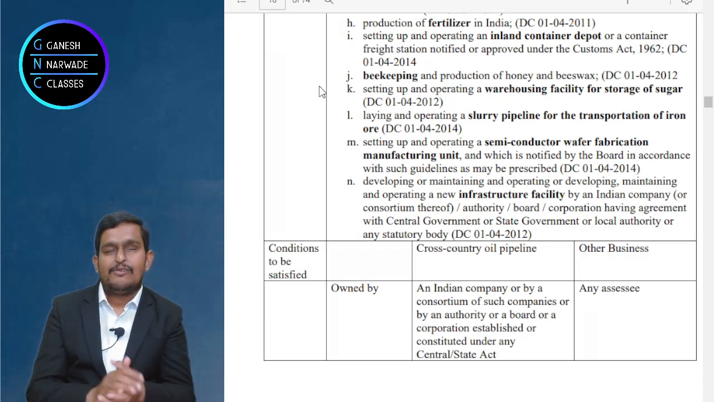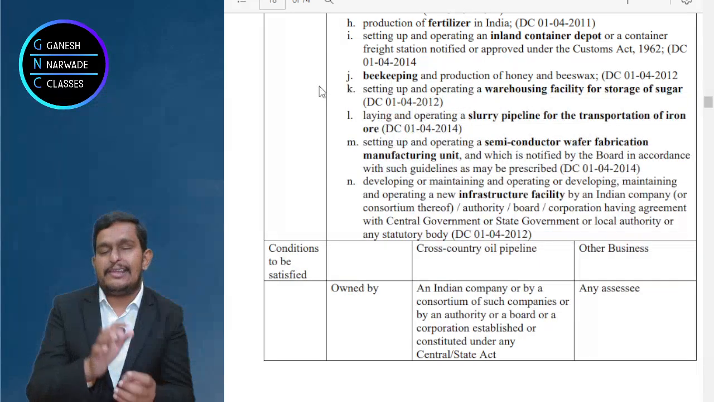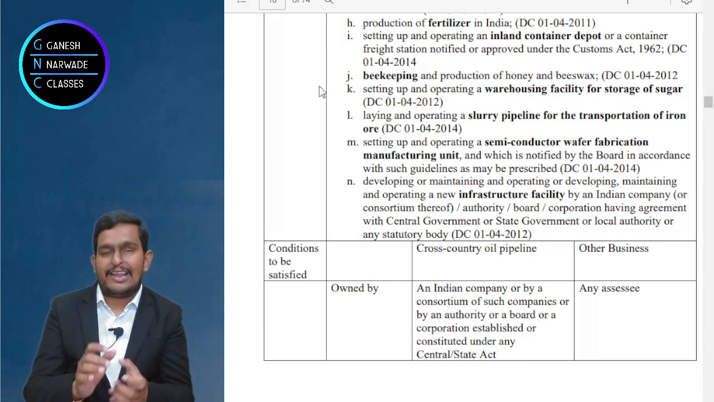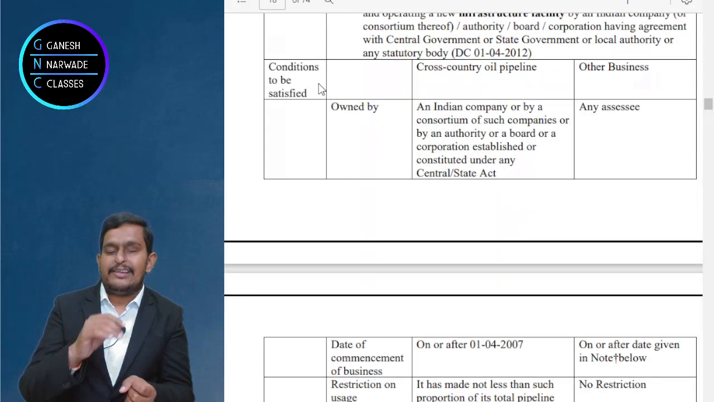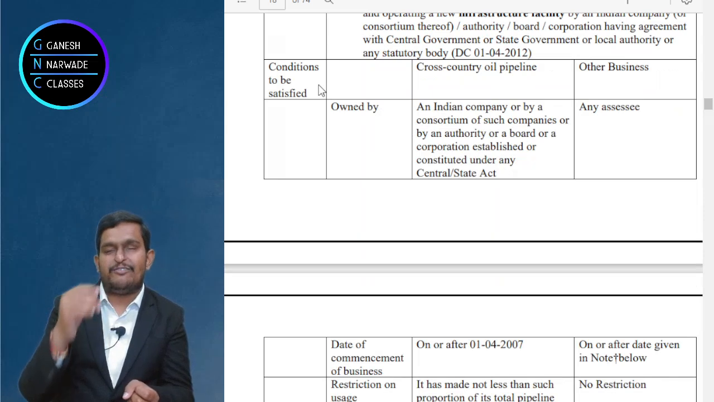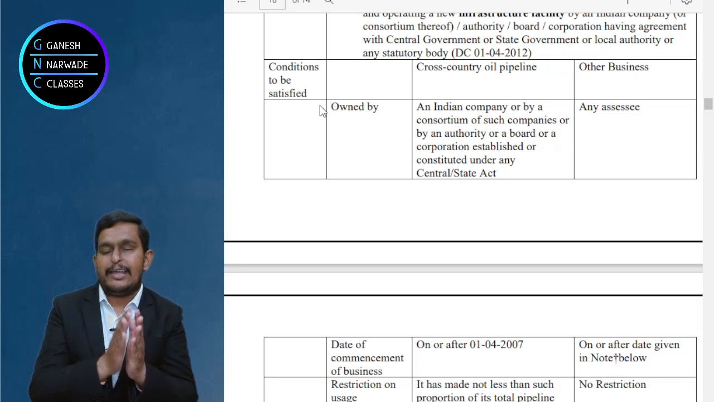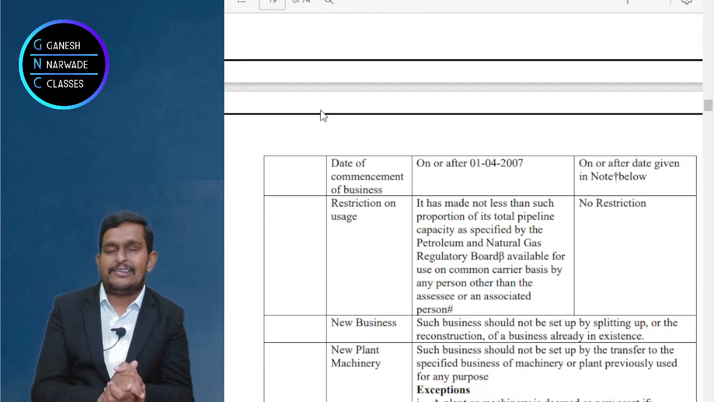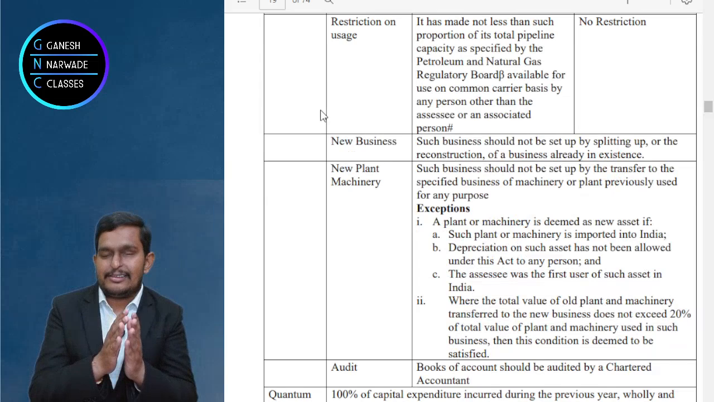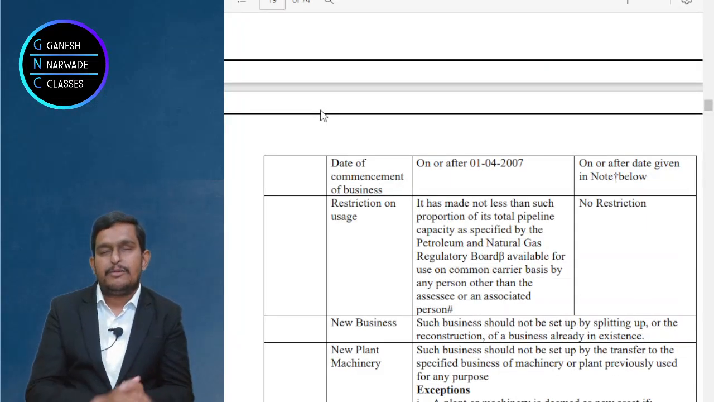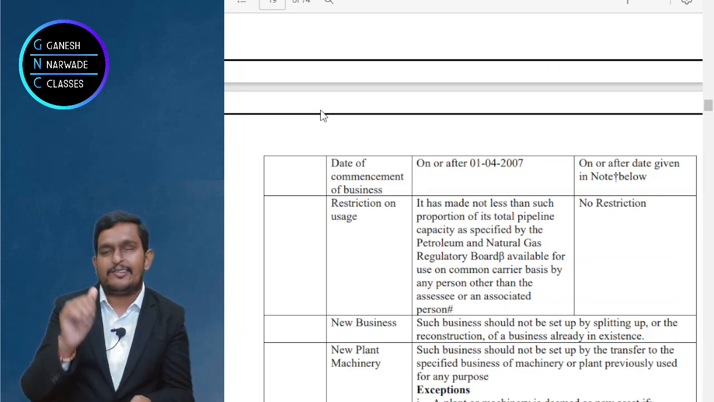Now, for the petroleum related part, the rules are slightly different, and for all others, the rules are slightly different. For petroleum, it should be an Indian company or consortium of Indian companies like Reliance Petroleum, Bharat Petroleum, Indian Oil. For any other business, anybody can do it, Indian company or foreign company. For the petroleum part, 1st April 2007 is the date when this deduction came into application. For others, respective dates are there which you can see on the screen.